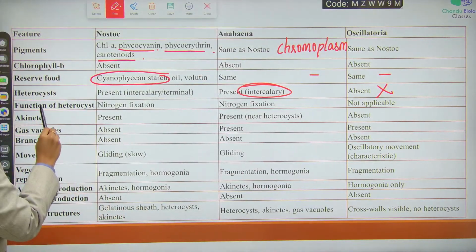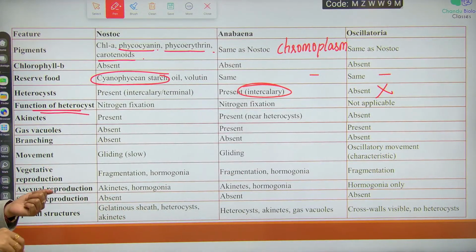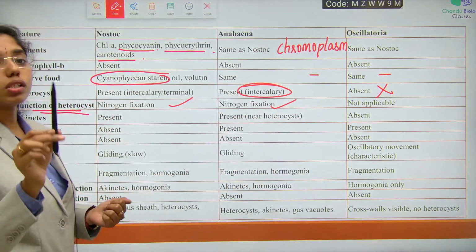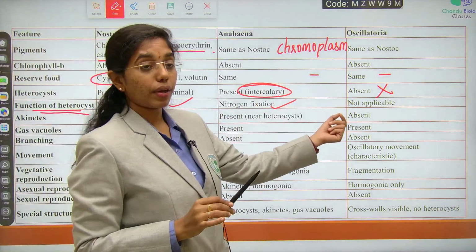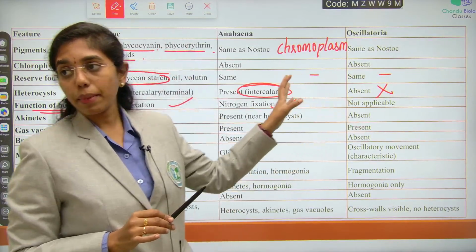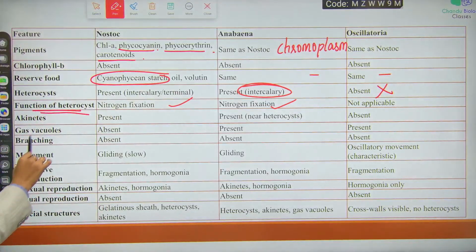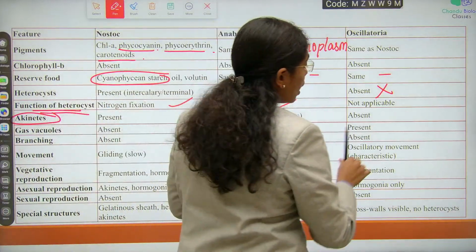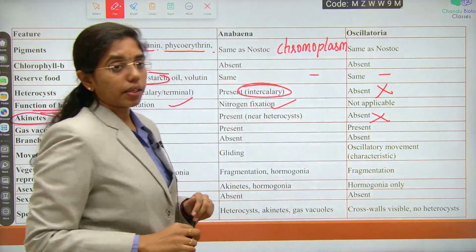Next is function of heterocyst. Of course, it is nitrogen fixation. Remember, heterocysts are absent in Oscillatoria. So, there is no function here about heterocysts. Remember that carefully. Next is about akinetes. Akinetes will be present in Nostoc and Anabaena. Again, in Oscillatoria, they are absent.